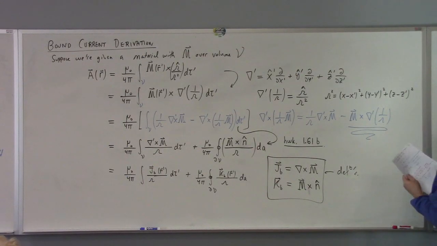So example 2, I'll try to run through this real fast. We had a sphere of radius R with magnetization M equal to just M z hat. So in this case, what's the bound current? What's the surface current?